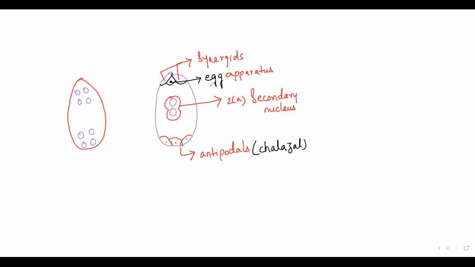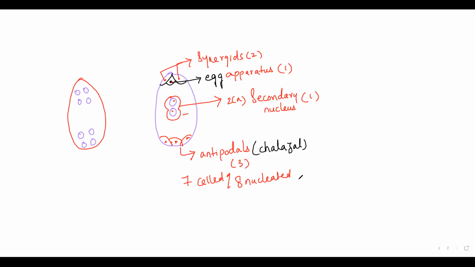Now the embryo sac is having how many cells? One, that is 2 synergids, 1 egg apparatus, 1 secondary nucleus, and 3 antipodals. So together how many? 7 celled. Right? 7 cells. But how many nuclei are there? 1, 2, 3, 4, 5, 6, 7, 8. 8 nucleated. The magic is here in the secondary nucleus where the two nuclei fused, right?